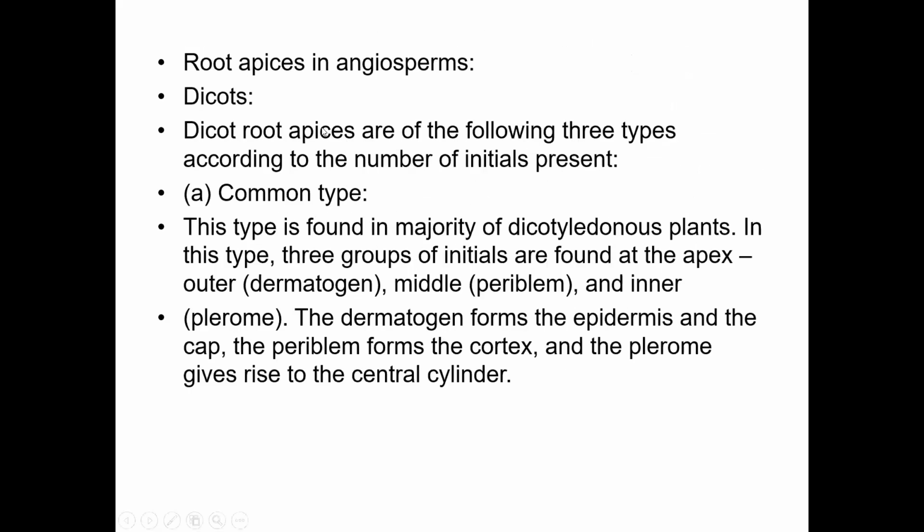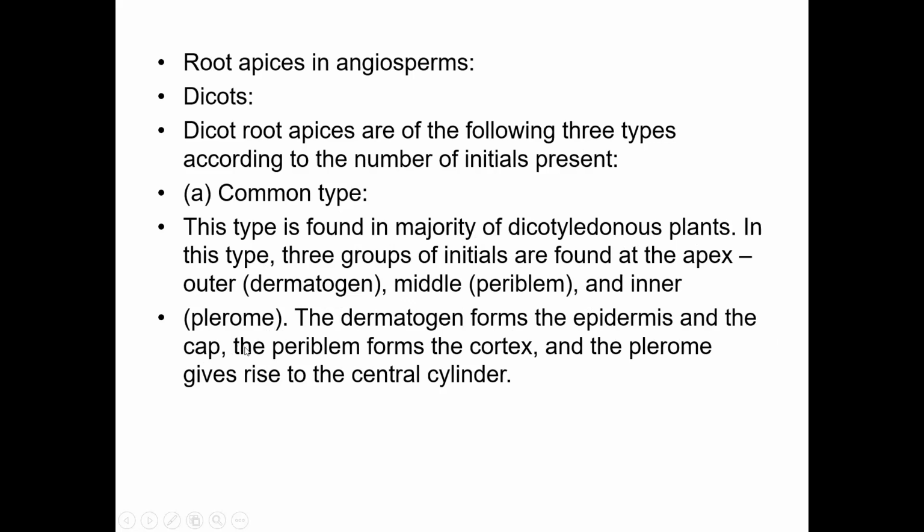So here also, root apices in angiosperms. Dicot root apices are of the following three types. That is the common type, found in the majority of dicotyledonous plants. In this type, three groups of initials are found at the apex: outer dermatogen, middle periblem, and inner plerome. The dermatogen forms epidermis and the cap.